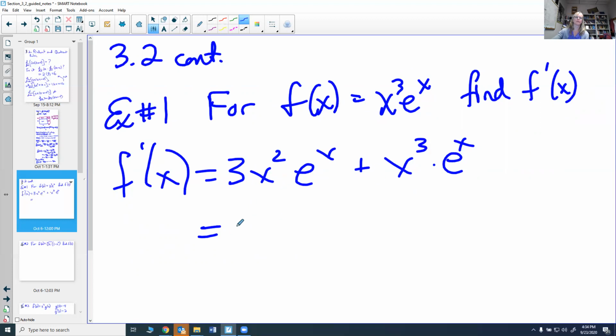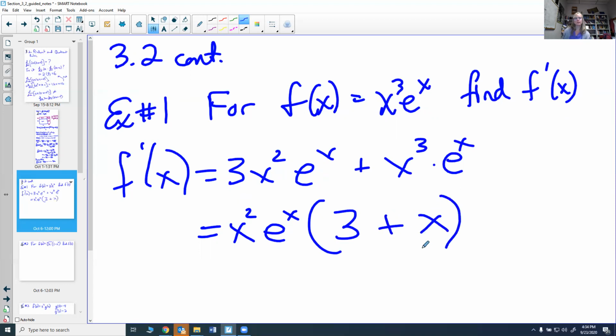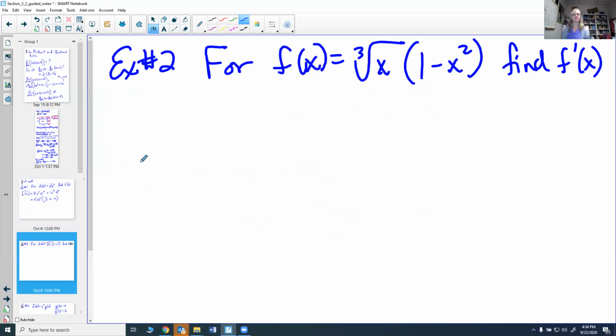I probably would do a little bit of simplifying. There's things common. There's an x squared common to both. There's an e to the x common to both. So I'd actually pull the x squared e to the x out, so I just get 3 in this first term, and I get x in the second one. So usually we like to simplify them a little bit by factoring out common factors.